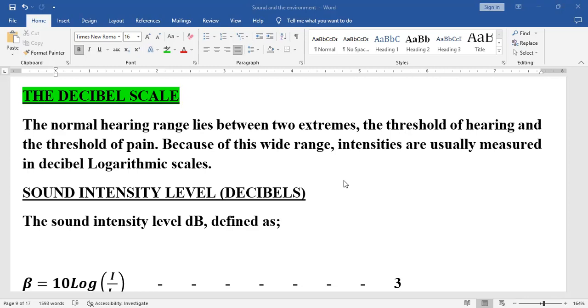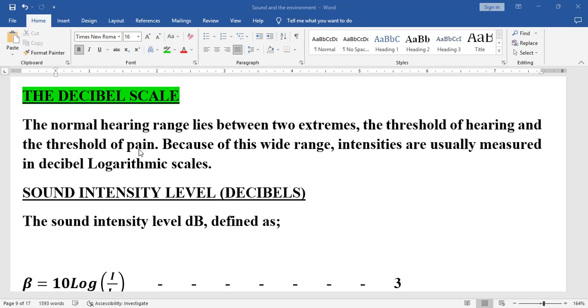The human ear has a minimum amount of energy it can detect. That minimum amount of sound energy the ear can detect is referred to as the threshold of hearing. And the maximum amount of sound energy that the ear can detect is the threshold of pain. Because of this wide range, intensities are usually measured on the decibel logarithmic scale.